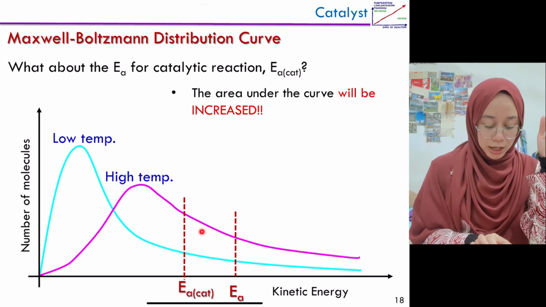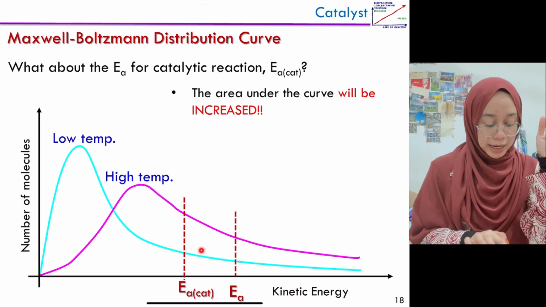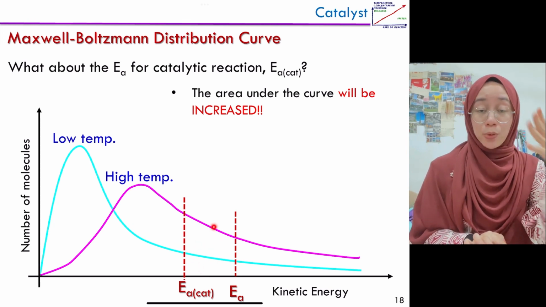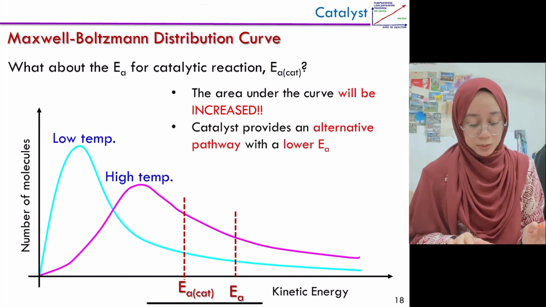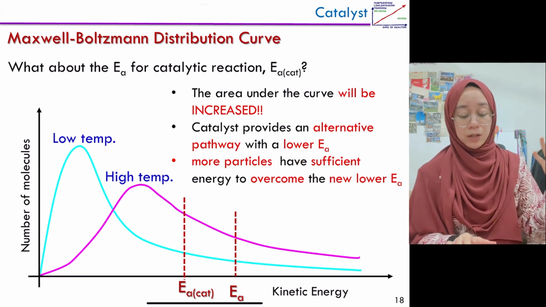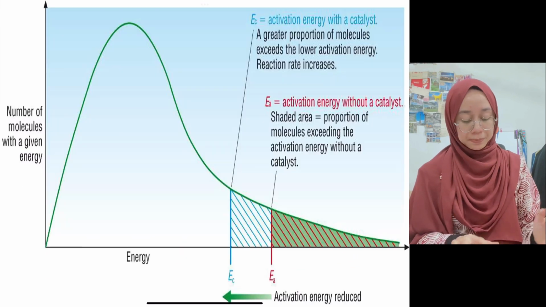As you can see, more molecules can react, right? Okay, whether it's the one with lower temperature or the one with high temperature, we can see that more molecules can react. So catalysts provide an alternative pathway with lower EA. More particles have sufficient energy to overcome the new lower EA, which is the EA with the catalyst.